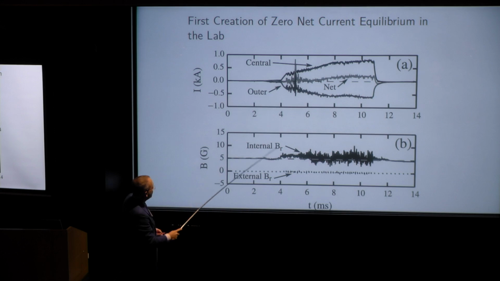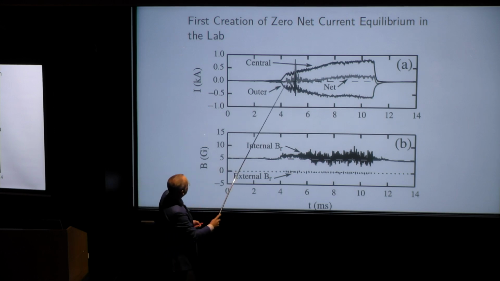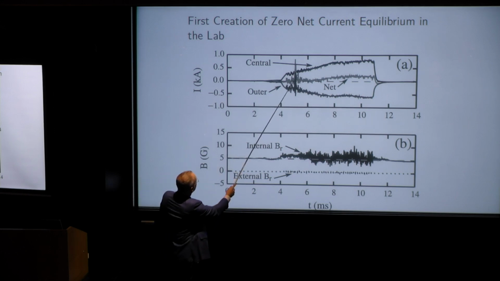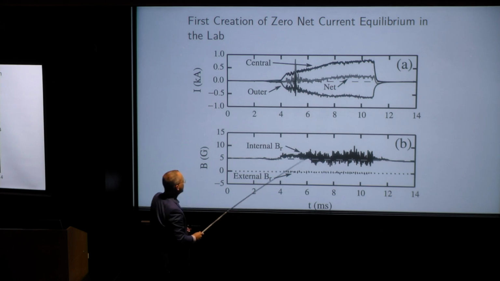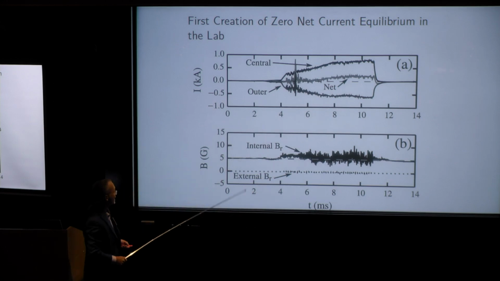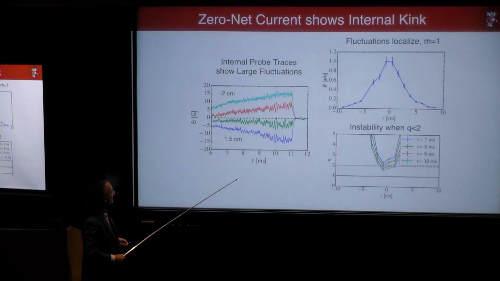So this is the zero net current experiment we started with. This is the current injected in the central gun. This is the current injected from a set of 6 guns just outside of that. And this is the total current, which is almost zero. So this was the first time this kind of current profile had been created.